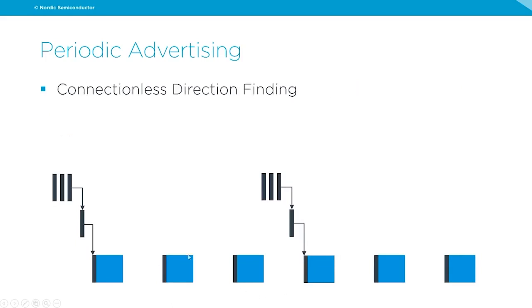This is also used in direction finding. In this case, the packet will contain the IQ data to be able to calculate the angle of arrival or angle of departure for direction finding. But we will not cover direction finding in this session. So that was the theory part. Next, we will get into the example walkthrough and demo by Haakon.